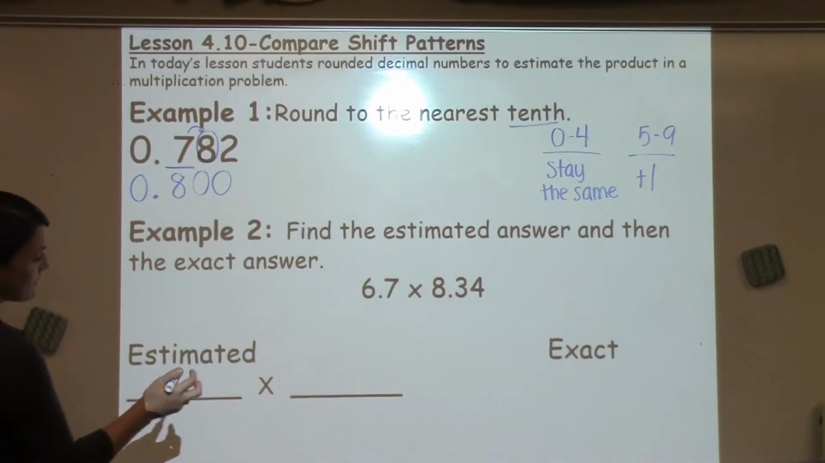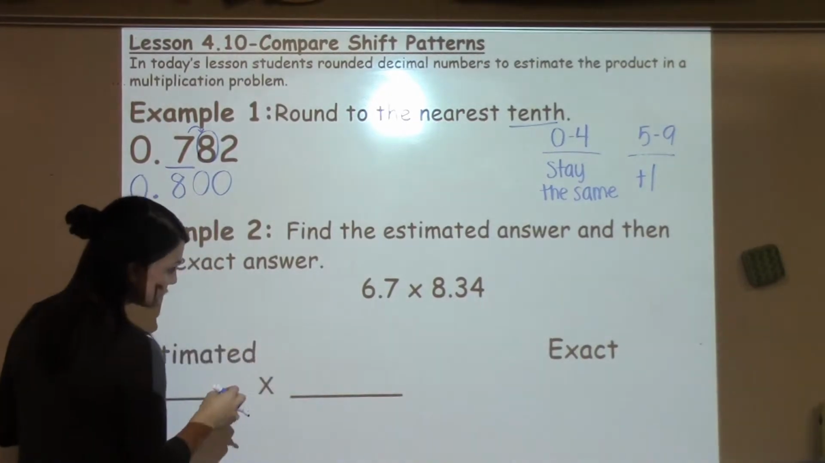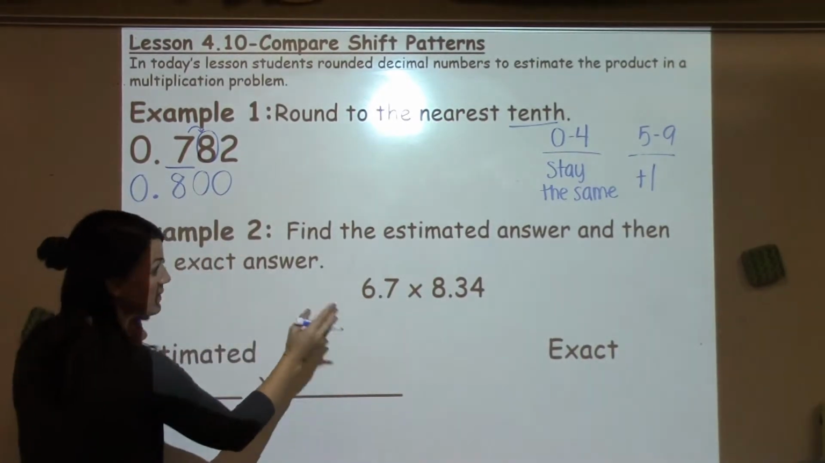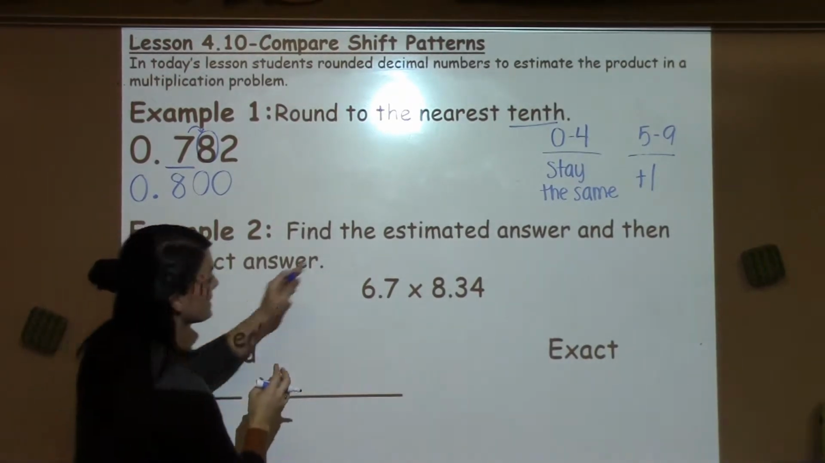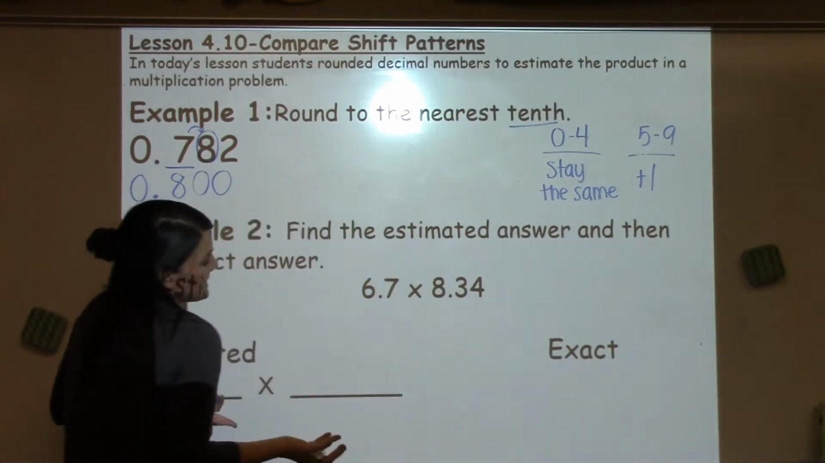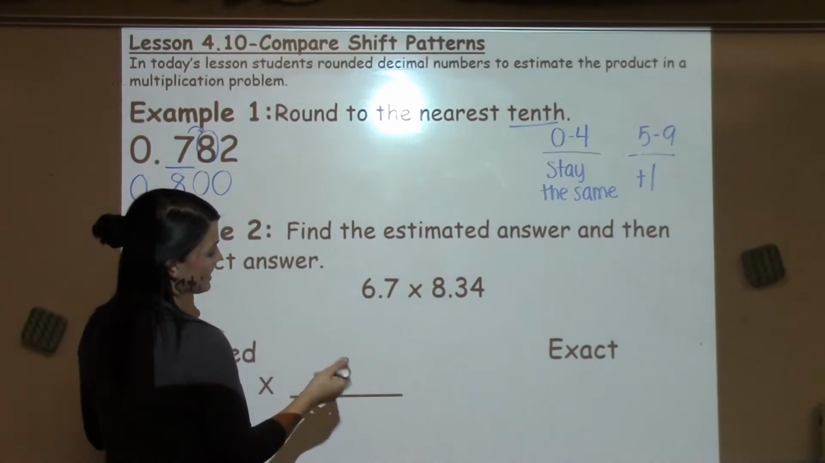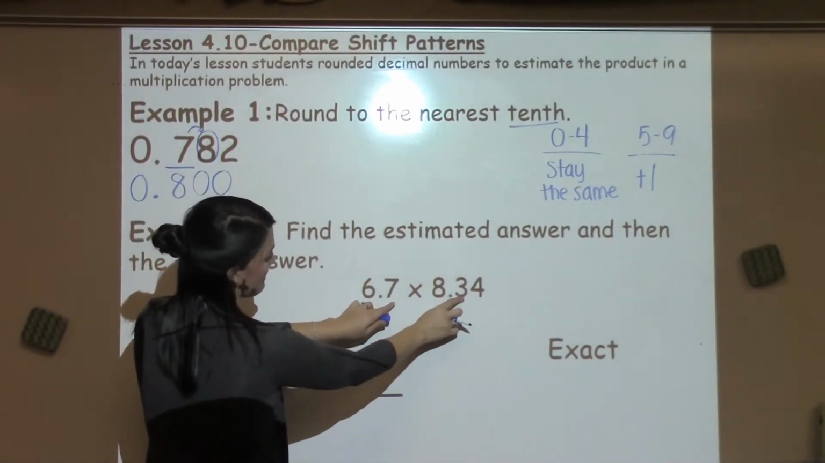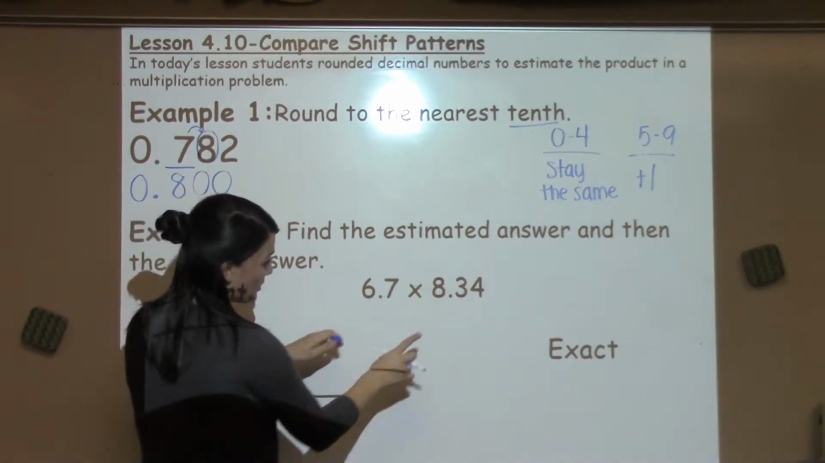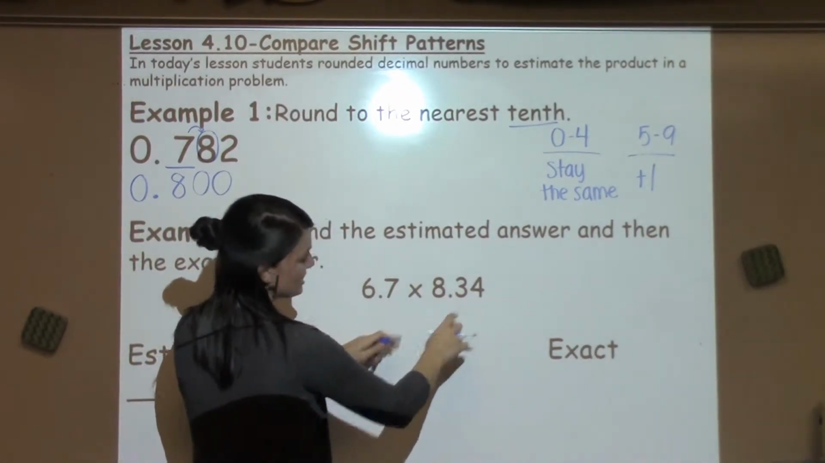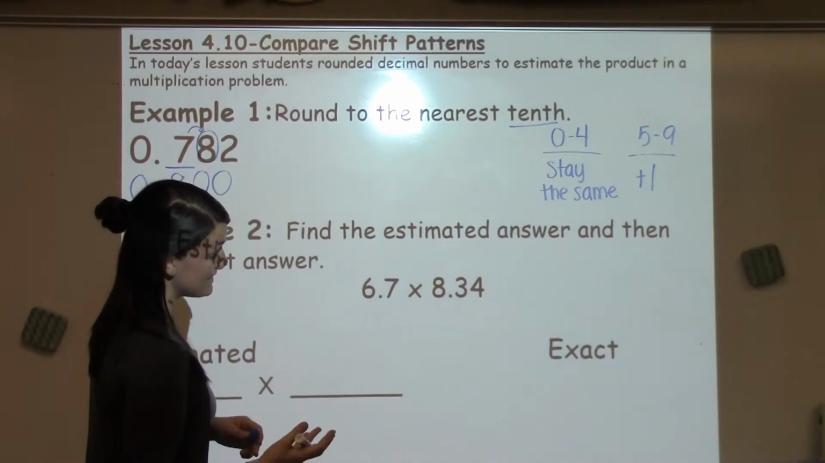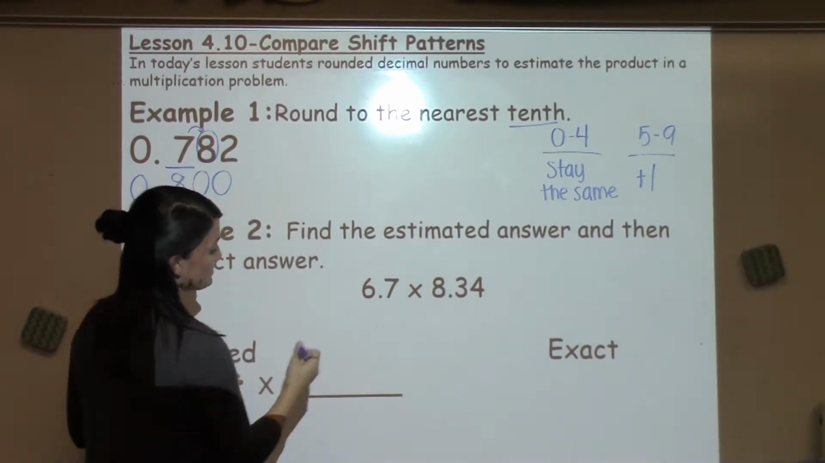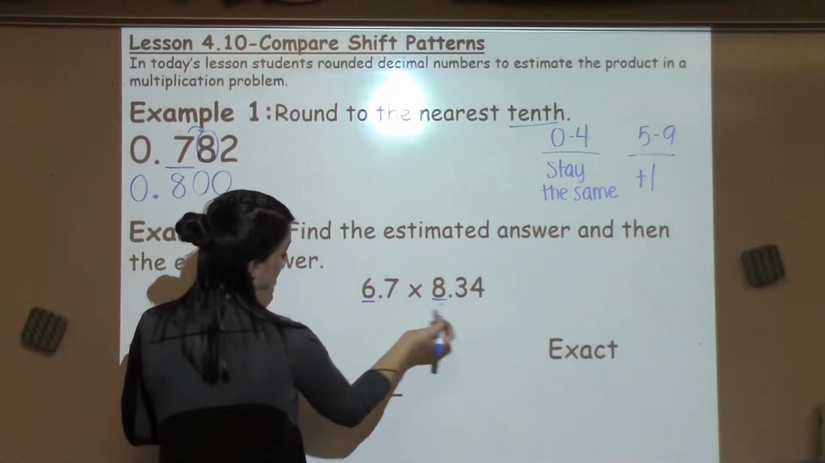Alright, so when I'm looking at these two numbers, it doesn't tell me where to round to. Like up here it told me to round to the tenth. Here it doesn't tell me, so I need to see what they have in common. They both have a number in the tenths place, but they don't have a neighbor behind, so I probably just want to round to the whole number this time.